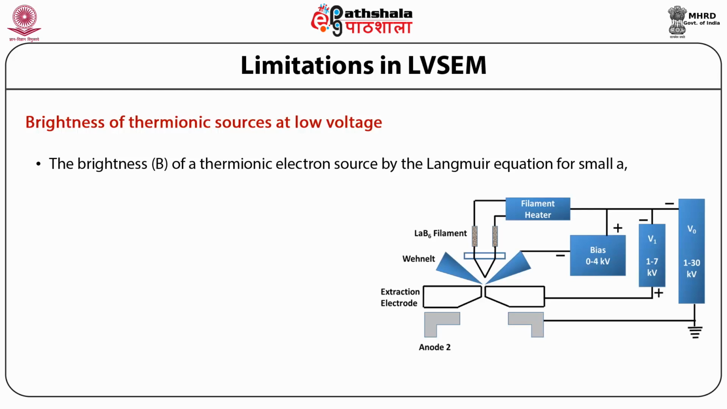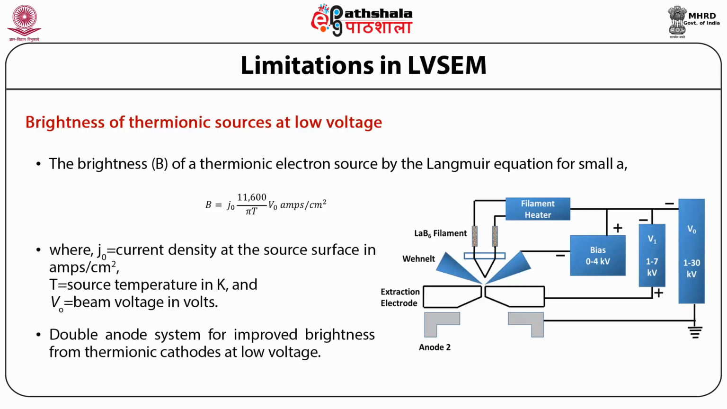The brightness B of a thermionic electron emission source is given by the Langmuir equation for small a, which is written as B is equal to J0 times 11,600 divided by pi T times V0, in amperes per centimeter square, where J0 is the current density at the surface of the source in amperes per centimeter square, T is the source temperature in Kelvin, and V0 is the beam voltage in volts.